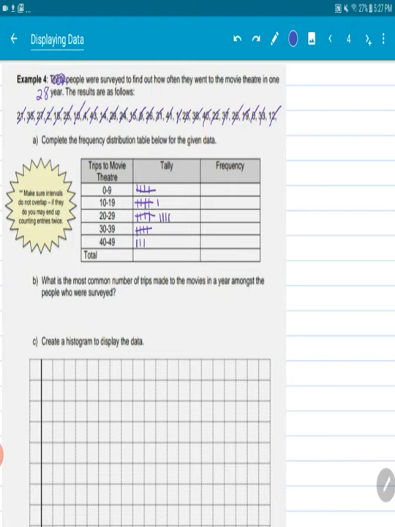If you count up all your tallies and put them in the frequency chart, the first one has 5, then 6, then 9, then 5, then 3. If you add all those up, then you get 28 in both, which is perfect, exactly what you want. So what's the most common number of trips made to the movies in a year amongst the people who were surveyed? If you look at our data, we would say the range between 20 to 29 trips per year is the most common because it has the highest frequency, 9.